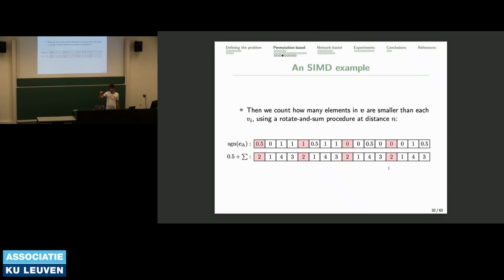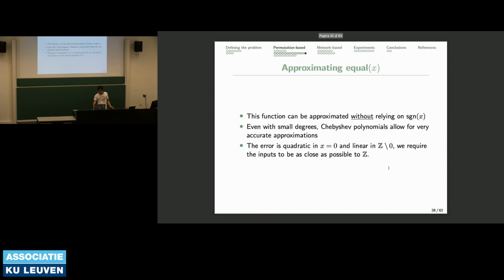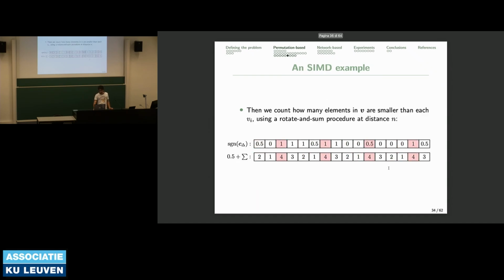And if we apply a rotate and sum algorithm, where we rotate and sum elements in position multiples of n, and we add 0.5 to correct the bias, we get out 2, which is precisely the index of the number 5 in the sorted vector. And since we are working in a SIMD computational setting, by performing this operation we are actually computing the indexing for every element in the vector. So we have 2 for the element 5, we have 1 for 0, we have 4 for the number 9, and 3 for the number 7.